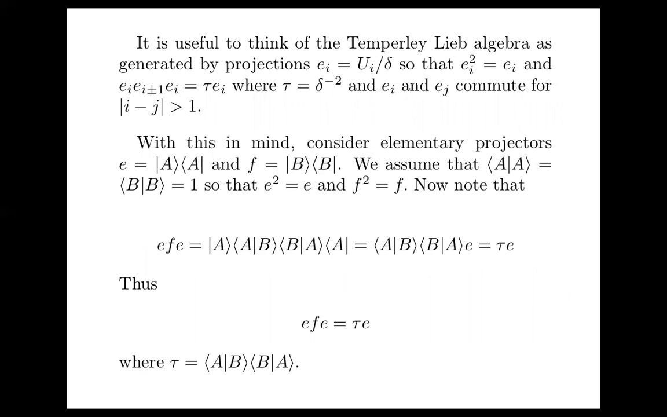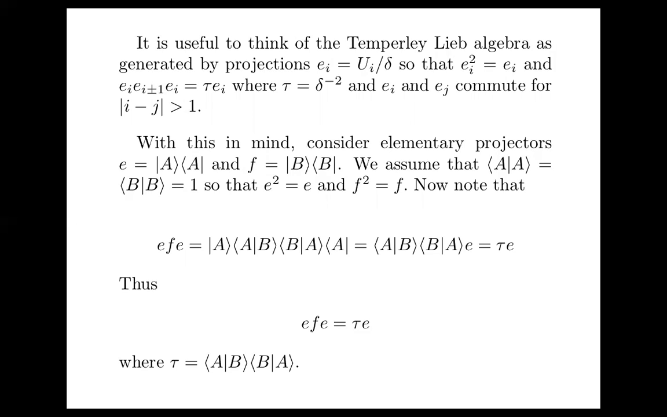And I'm going to show you how to do this in the three-strand case, and then I will talk about how to generalize it. The three-strand case is not hard, you'll see, if you take the right point of view. So I'm going to rewrite into Temperley-Lieb algebra for a moment. I'm going to let E_i be U_i over delta, so E_i squared is E_i. And then we have E_{i plus or minus 1} E_i E_{i plus or minus 1} is tau E_i, where tau is delta to the minus 2. That's just changing the variable a little bit. And E_i and E_j commute for absolute value of i minus j greater than 1, which we won't have to use in this first example.